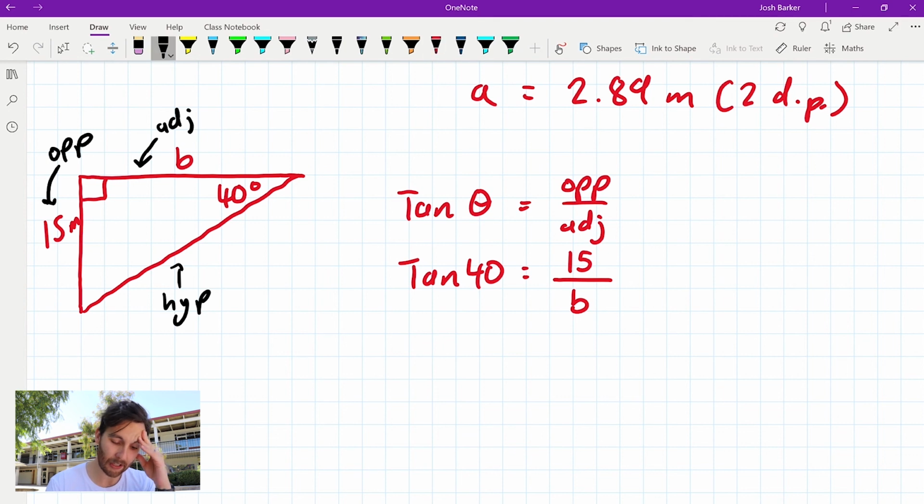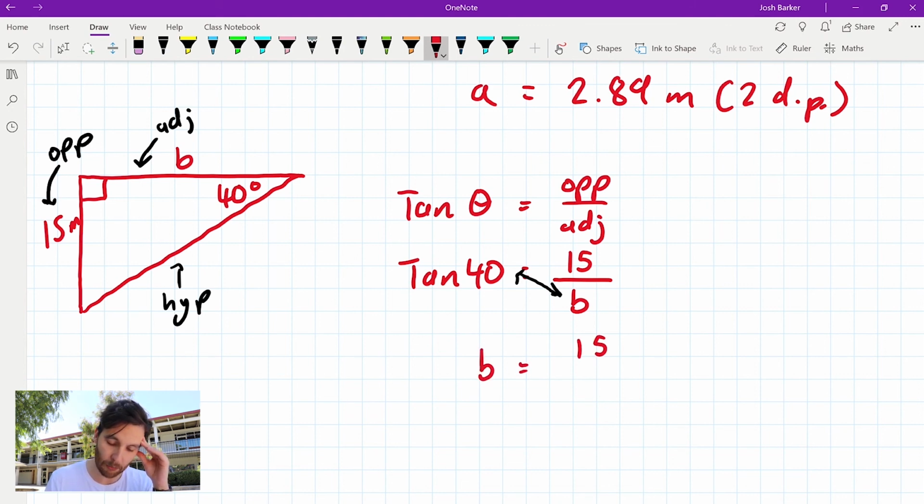If you were doing this the long way, we could do more of a cross multiply sort of thing. If we were to multiply both sides by B, that would cancel off the divide by B on the right hand side and take B over to the left, which would become B multiplied by tan 40. But then you need to divide both sides by tan 40, so then we can solve for B. So effectively what we're doing is cross multiplying them and swapping those two things around.